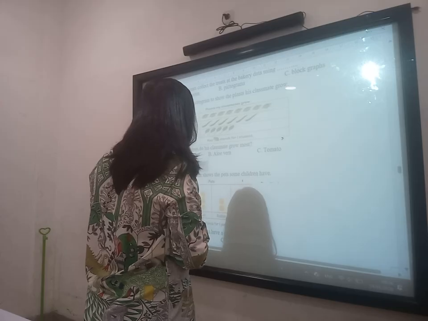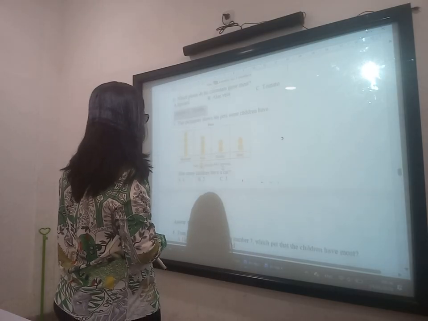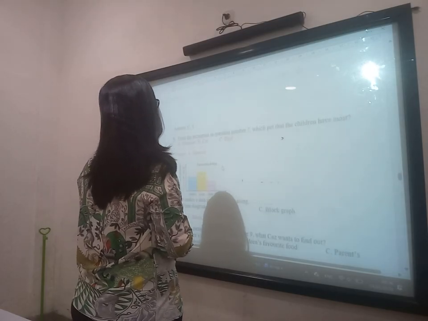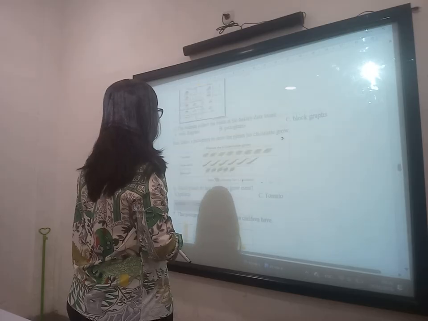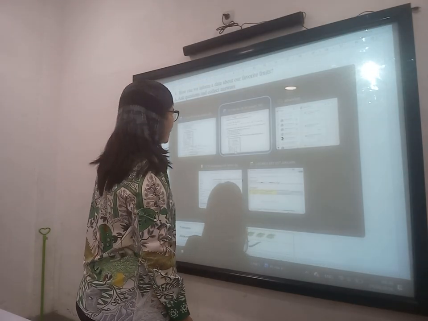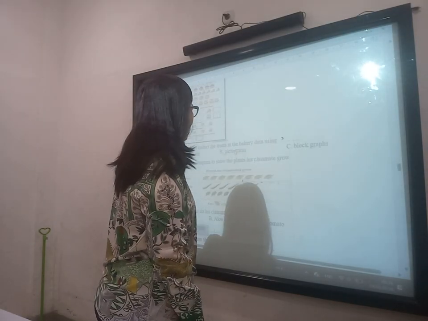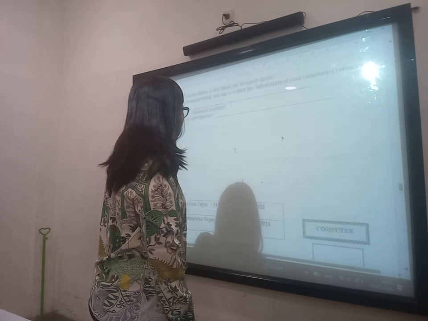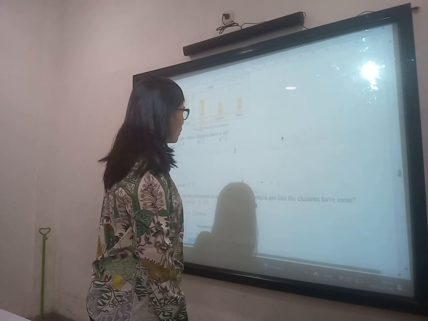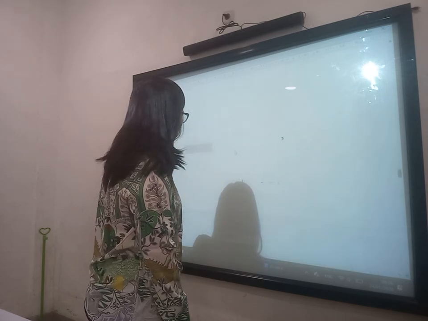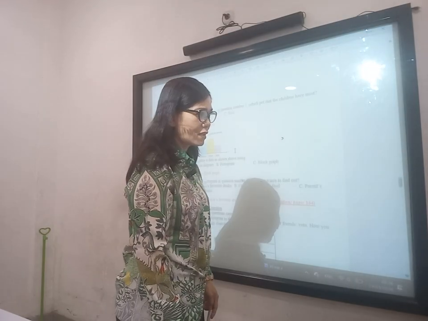Okay. Next. This pictogram shows the pets some children have. How many children? Wait first. Why are there so many answers here? This is the answer key. But the answer is visible. You forgot to delete some.